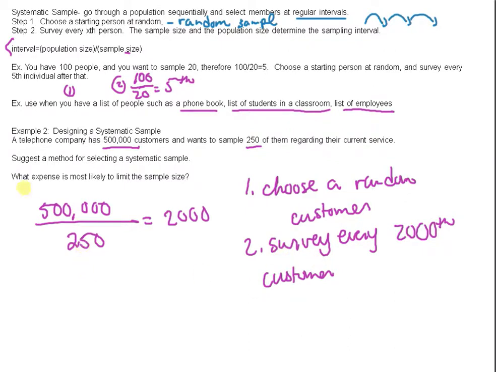Okay, and then for this question, sometimes when you see these questions, they'll ask you like real life situations. So what expense is most likely to limit the sample size? Well, this is surveying 250 customers, okay? It might be limited if people hang up the phone. So hang-ups or did not answer.